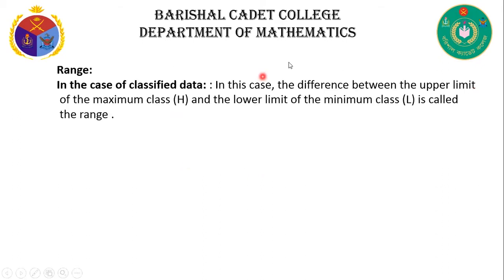Range. In this case, for classified data, the difference between the upper limit of the maximum class and the lower limit of the minimum class is called range. Therefore, range is equal to H minus L.